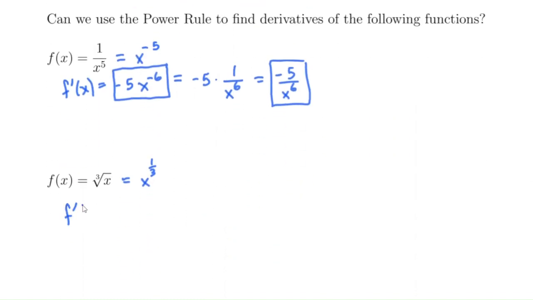So f prime of x would be 1/3 times x to the, and it's going to be 1/3 minus 1. It's really like 1/3 minus 3/3, which is negative 2/3. Okay, and we'll leave our answer like this.